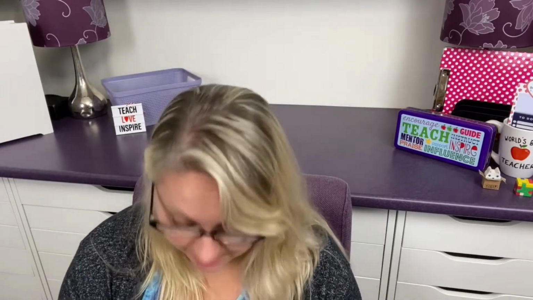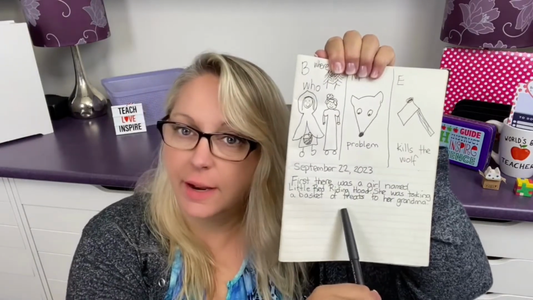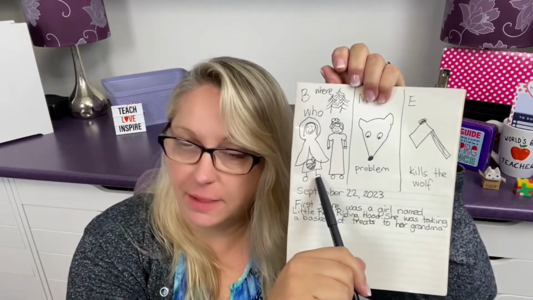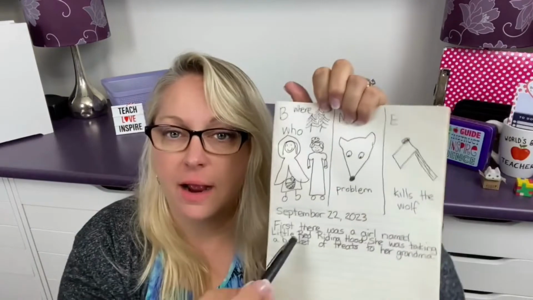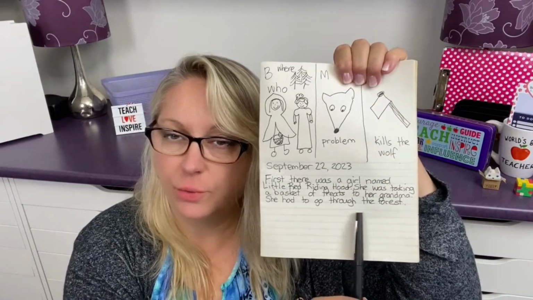Now I need to do my writing. How am I going to retell this story, beginning, middle, and end? Well, I've already written the date, because that's the first thing I do. I've done my pictures, now we're writing. So I'm going to write at the beginning, so I think a good transition word at the beginning would be first. All right, I've written the beginning of the sentences to go with the beginning part of the story. So, first, there was a girl named Little Red Riding Hood. She was taking a basket of treats to her grandma. Now, I haven't talked about the forest. She had to go through the forest. So now I've added she had to go through the forest.